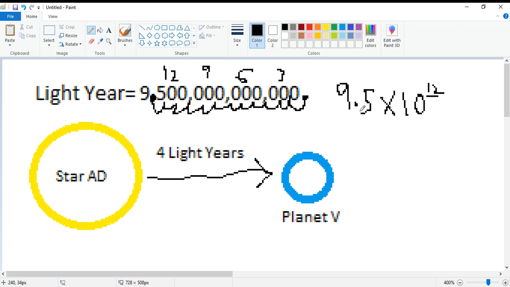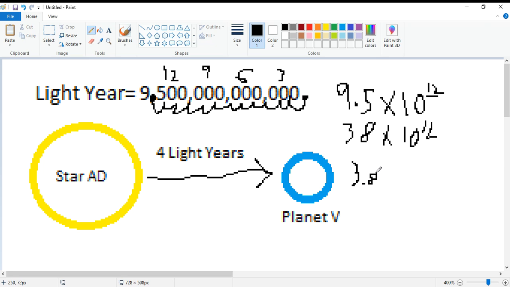Now that we've done that, we can just do 9.5 times 4, which gets us 38 times 10 to the power of 12. Okay, so that's good, but it's not. We need to do one more thing before it's a complete answer. See, we need to move the decimal place over again because it's not below 10 anymore. It's 38.